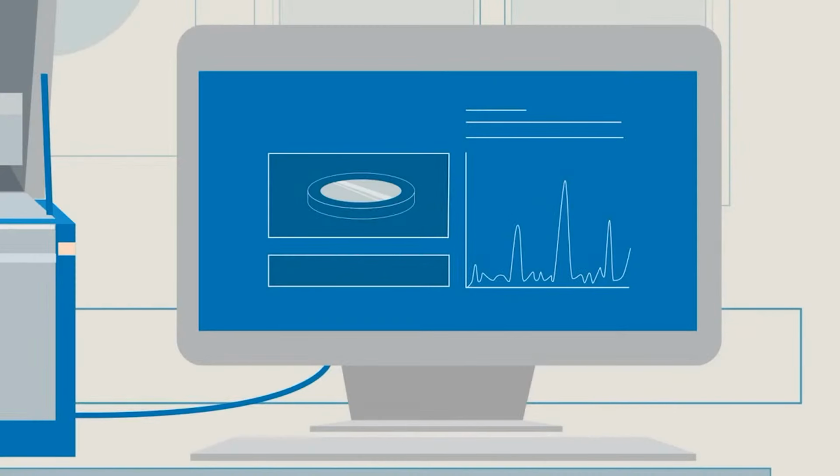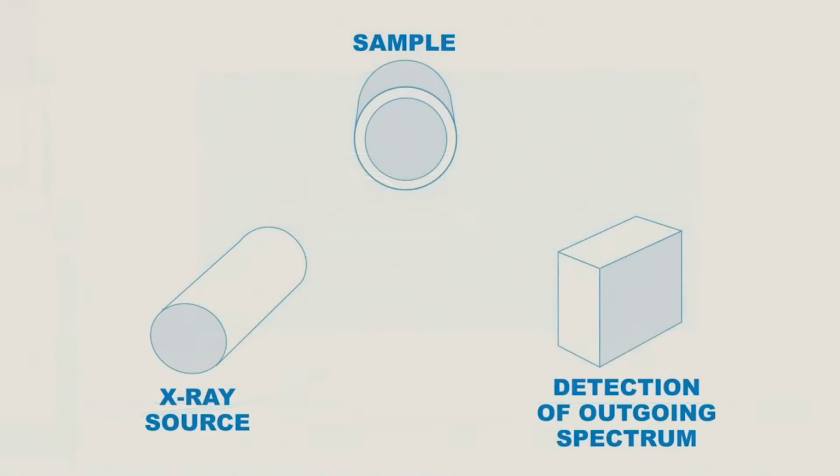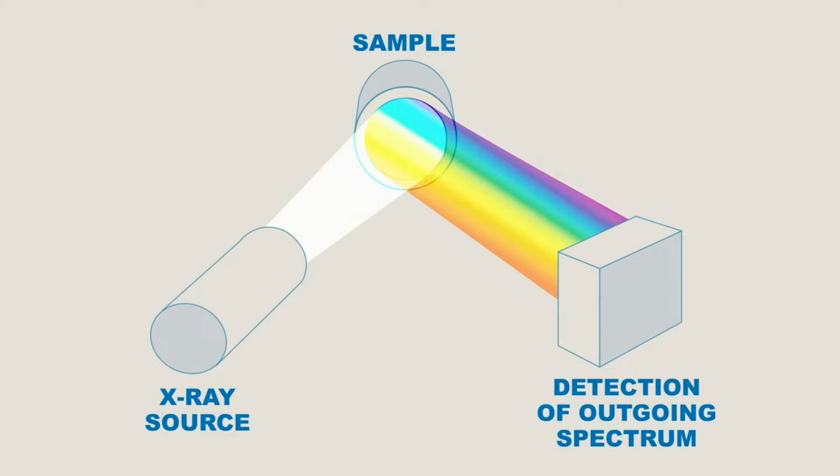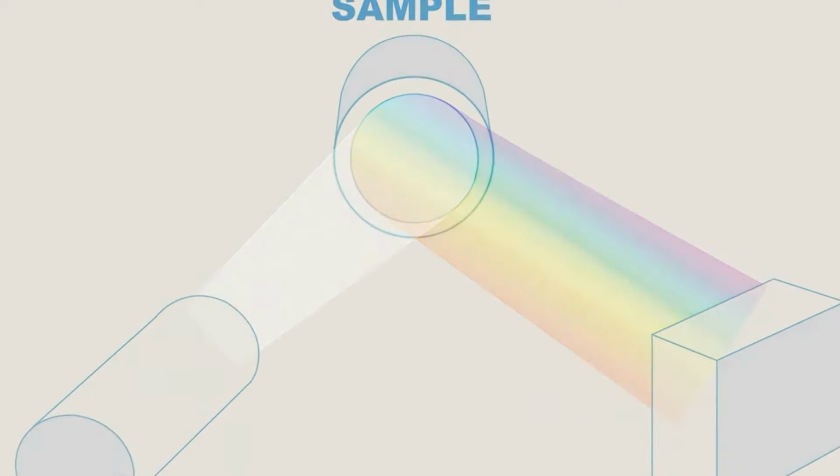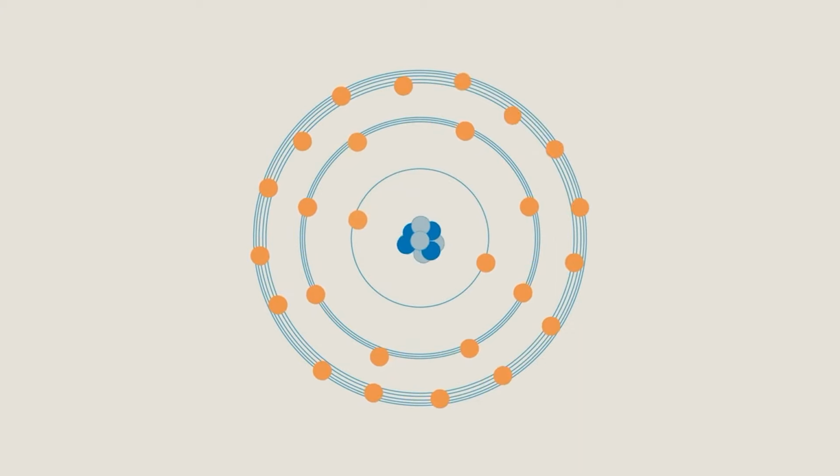This makes XRF a preferred analysis method for a great number of industries, including mining, petrochemical, metals, cement, food and beverage, and R&D. An XRF experiment begins by irradiating a sample material with X-rays from an X-ray source. Every material is made up of many atoms, and each atom has a positively charged nucleus surrounded by a cloud of negatively charged electrons. The electrons orbit the nucleus on distinct energy levels or shells.